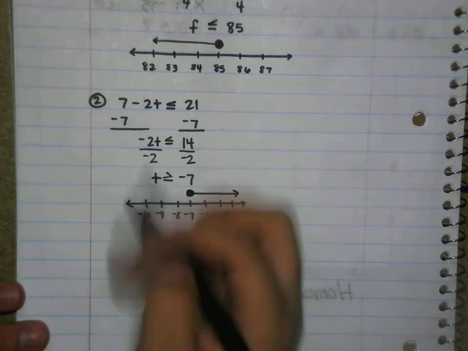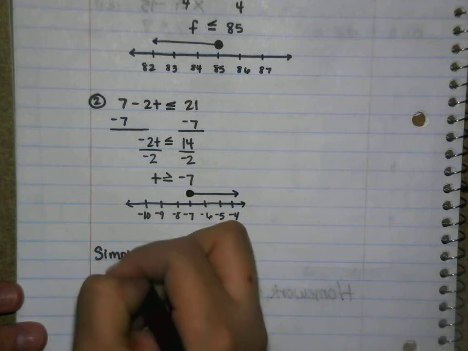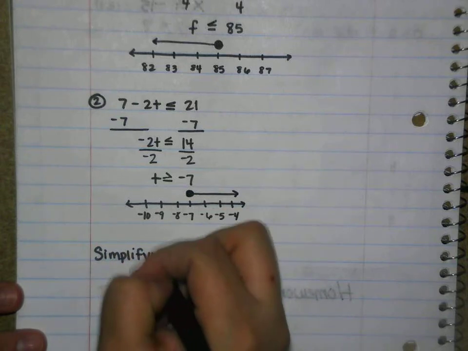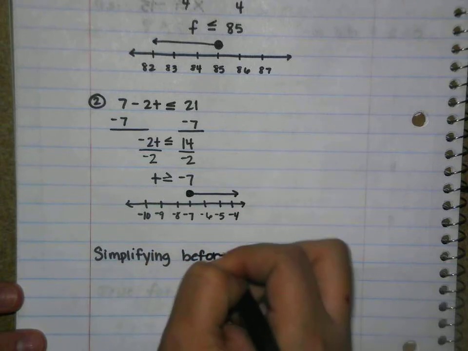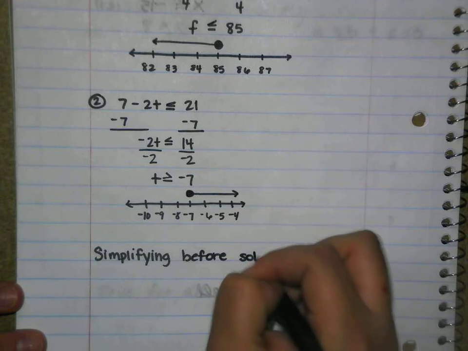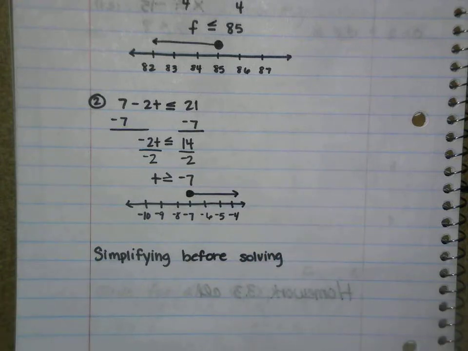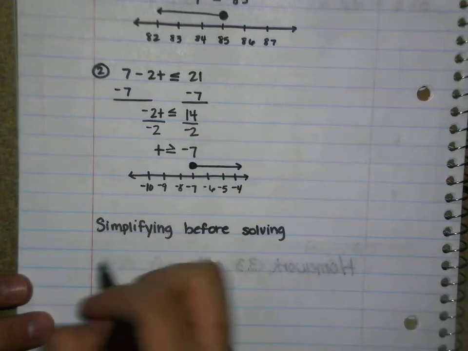We need to also talk about simplifying before we solve. And when we did equations, we were talking about sometimes we might have to distribute or we might have to combine like terms. So let's look at some things that we might have to come across.